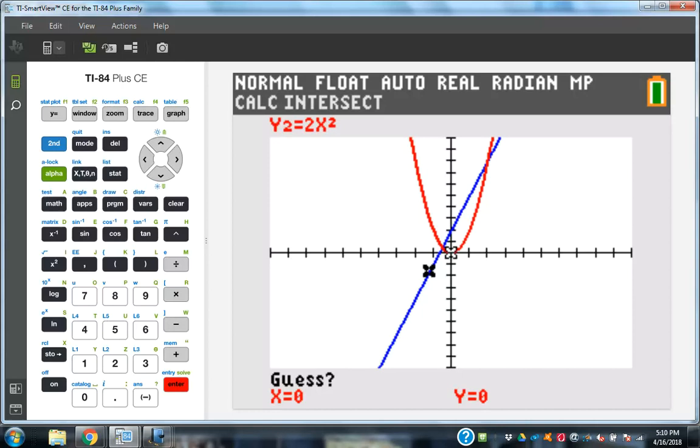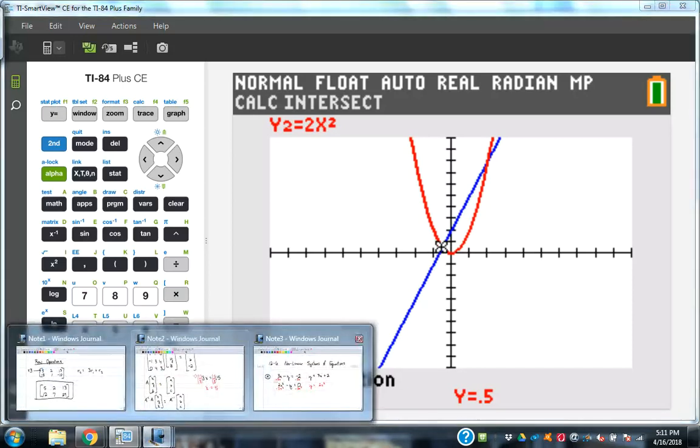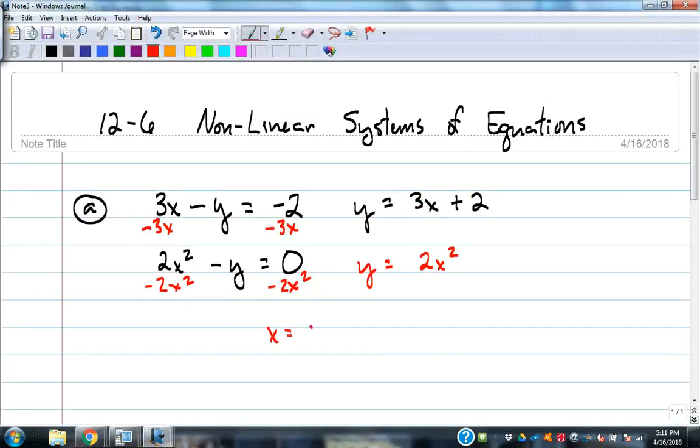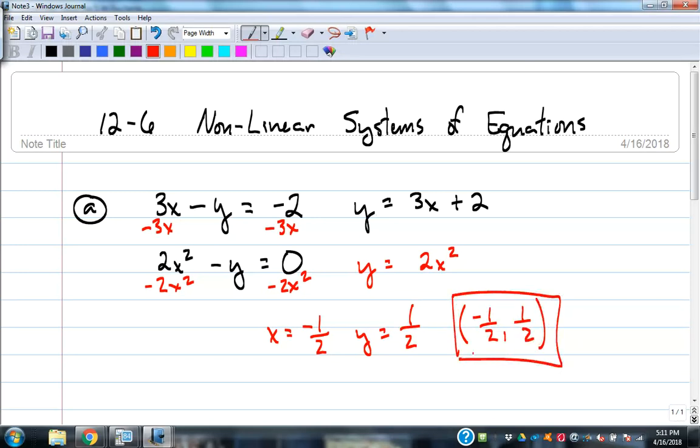So when it asks you to guess, you need to move your cursor close to where you think they cross. I think it's pretty close to right there. So I'm going to hit enter. And I was really close. So it gets me that one, negative 1/2, positive 1/2. That's an ordered pair, negative 1/2, positive 1/2. I'm okay with using decimals for that. That's not a problem. I just converted it to a fraction because it was easy.